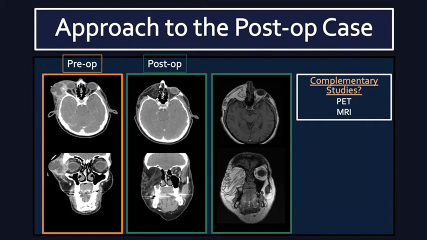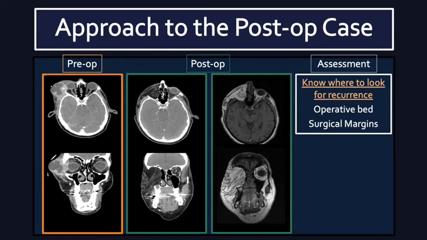Once we have all our ducks in a row and know what's going on with the patient, we're ready to look at the exam, keeping in mind to look for recurrence in the operative bed and along the surgical margins. Remember that an increase in bulk is never normal. A patient complaining of pain is worrisome and should put you on high alert.